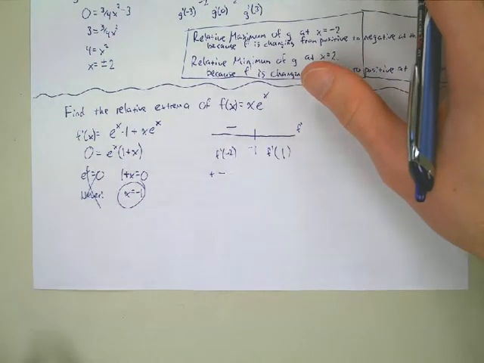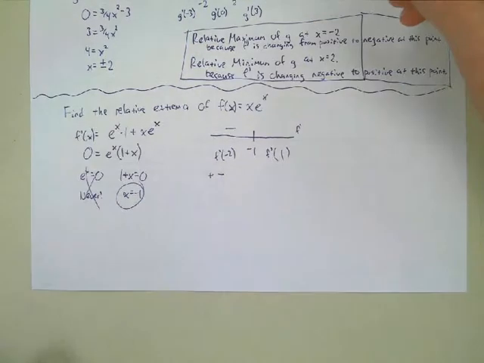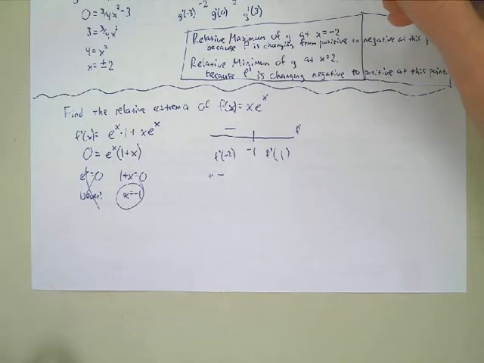E to the -2 is the same thing as 1 over e squared, right? E is like 2.6, 2.6 squared, right? It's still going to be positive, and 1 over a positive number is still a positive number. Did you follow me?